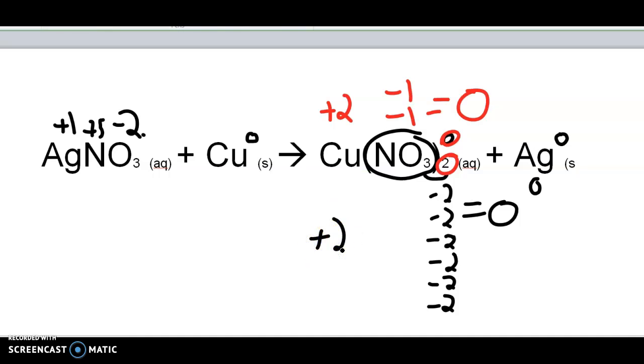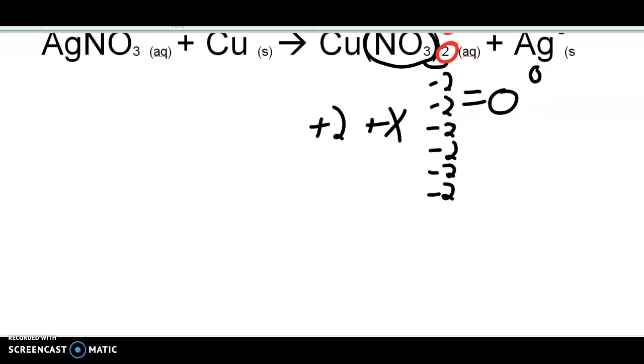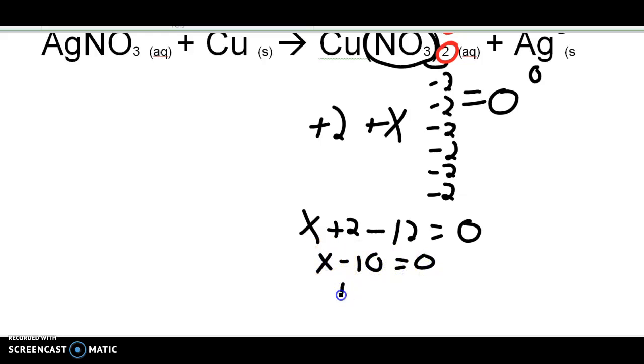So now we just have to figure out nitrogen's charge. So we're going to say plus x, and give ourselves some space. So overall, simplifying this, I have x plus 2 minus 1, 2, 3, 4, 5, 6. 6 times 2 is 12, minus 12 equals 0. So I have x minus 10 equals 0. And then following the opposite sign, I add 10 to both sides. So x equals positive 10.